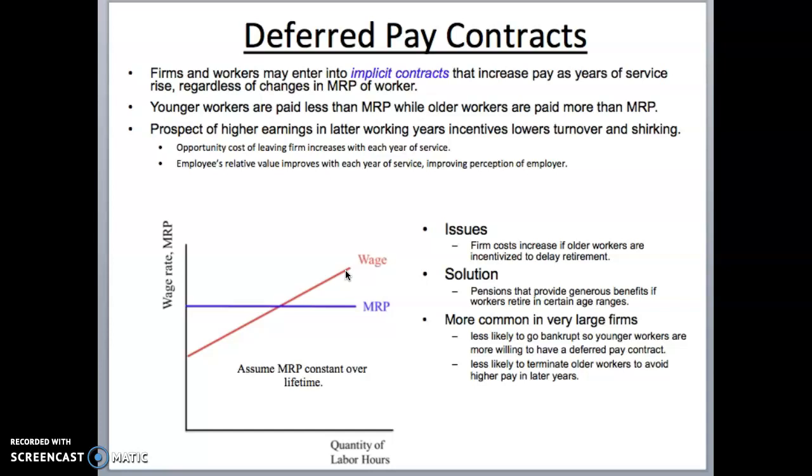And like I said, it's very common in the professions where they'll work you to death in the early years, and then the payoff is down the road when you become a partner or you start to get those high incomes despite your really low productivity.